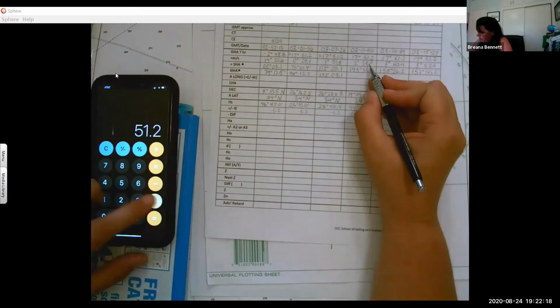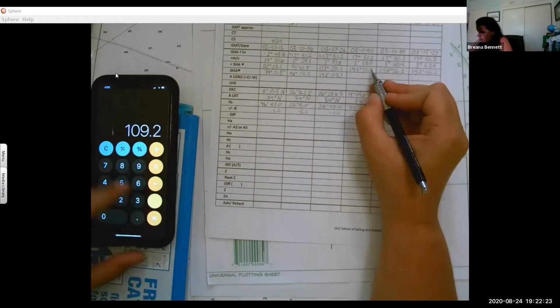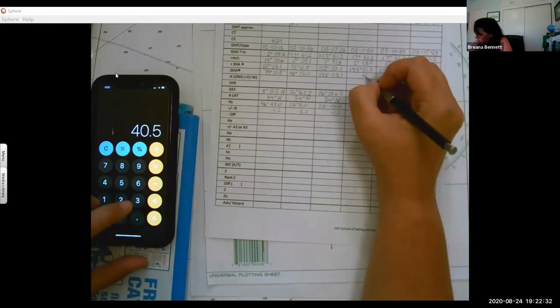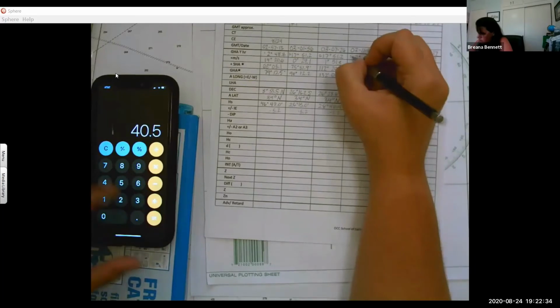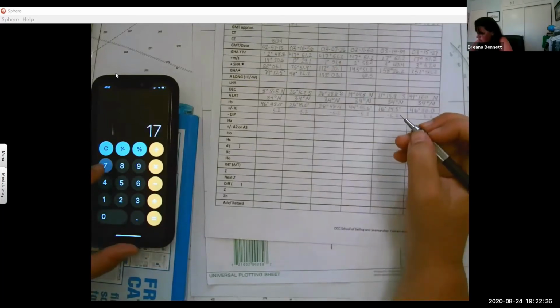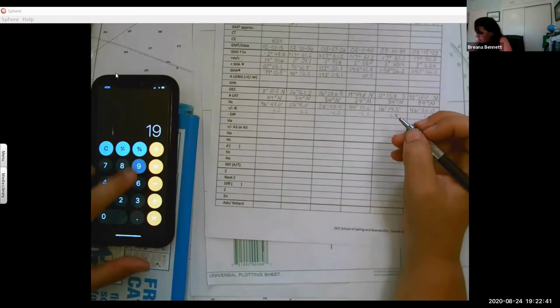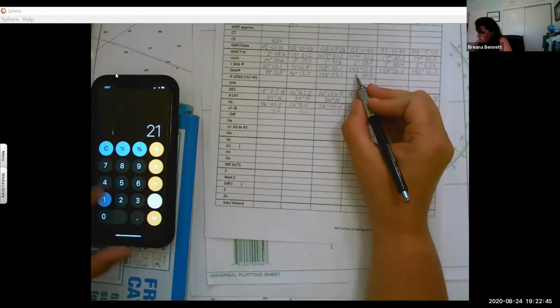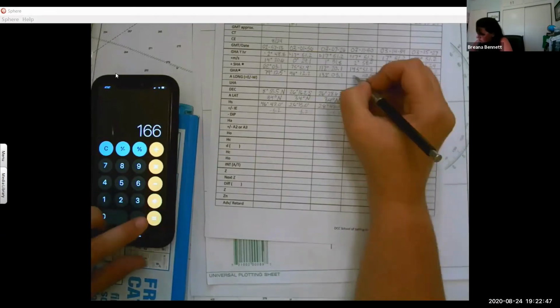51.2 plus 58 plus 3. 5, 2, 19 plus 2 plus 5, 6.